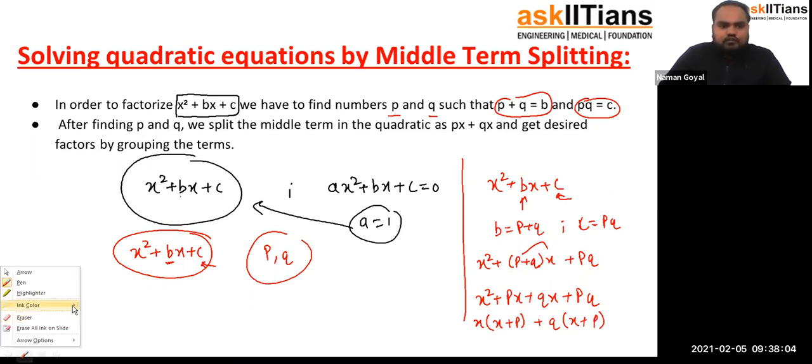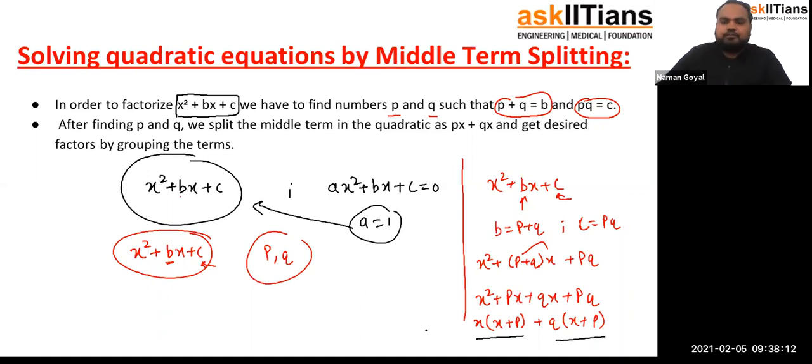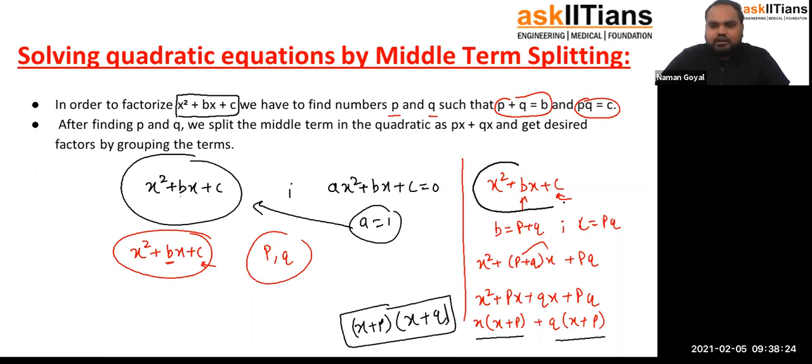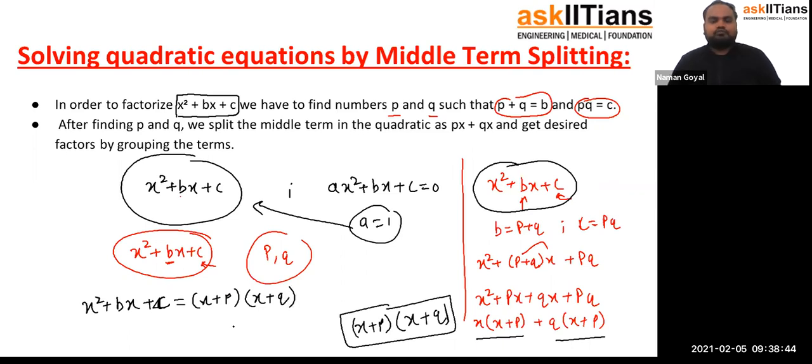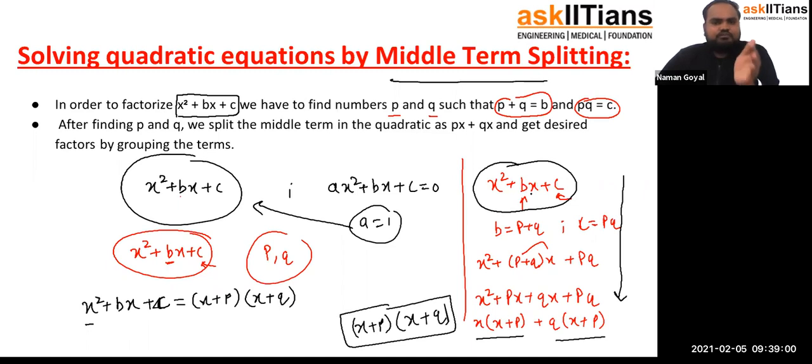Now x plus p is present in both terms, so we can take x plus p common. Finally it gives (x plus p) into (x plus q). Are you getting my point? So if a quadratic polynomial or equation is in the form of x square plus bx plus c, after factorization we can write it as (x plus p) into (x plus q). This process is known as middle term splitting. Why is it called middle term splitting? Because in this, we split b into two parts.